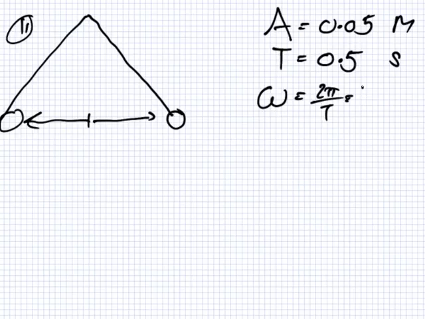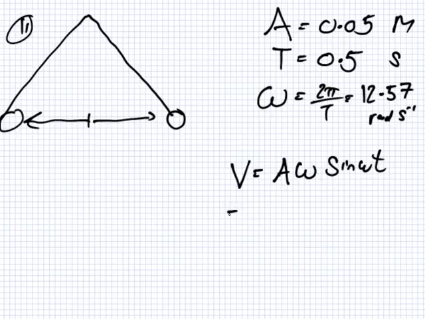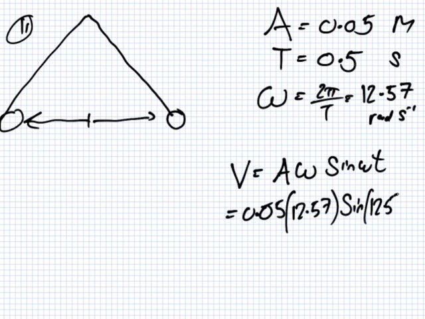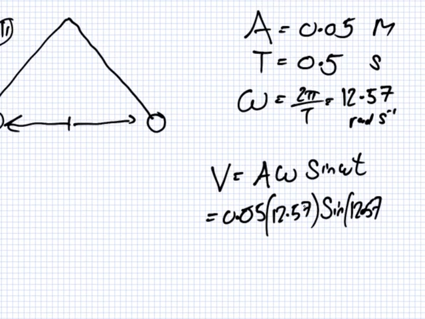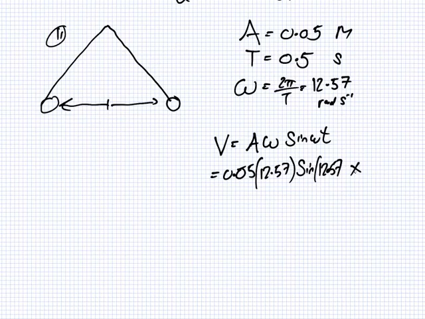So the omega is 12.57 radians per second. Now, your formula for v is A omega sine omega t, which in this case will be 0.05 times 12.57 times sine 12.57, and what's the t? 0.5. Say again? 0.5. 5.1. Yeah, okay. So let's just hit this in on the calculator.